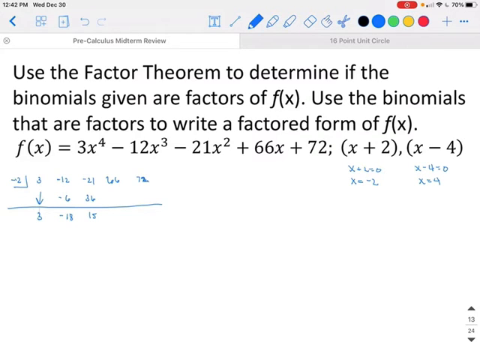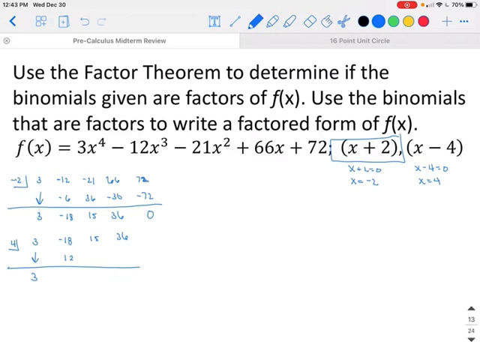Negative 2 times 15 is going to give us a negative 30. If we add down, that's going to give us a 36. Negative 2 times 36 is a negative 72. If we add down, we get 0. Since we did get 0, that means it is a factor. So we do know that x plus 2 is a factor of this function. Now we need to check to see if 4 is a 0 of this function. Because the first one already worked, we can just bring those values straight down to try to factor it farther.